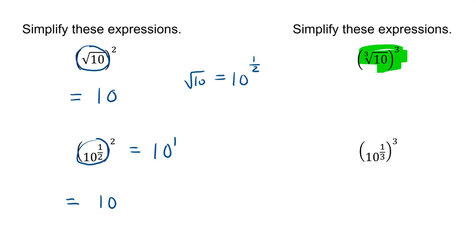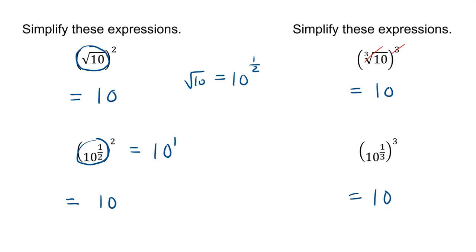Let's look at this example. Here we have the cube root of 10 cubed. Well, the cube root and the cubed cancel each other out. So that means that the cube root of 10 cubed is equal to 10. Now let's look at the example below that. We have 10 raised to the 1/3 power cubed. Here again, we can multiply our exponents to simplify, and 10 raised to the 1/3 times 3 is equal to 10.